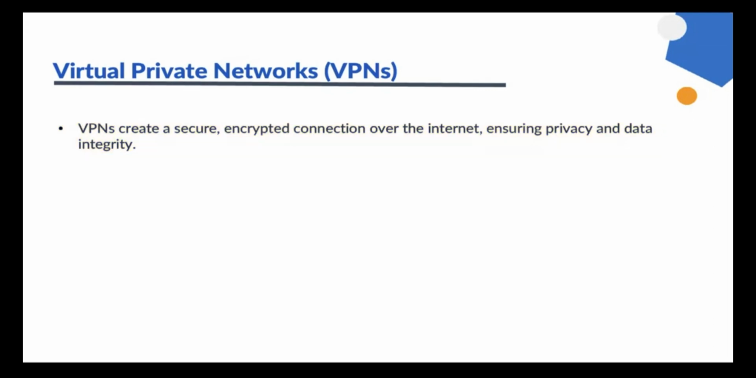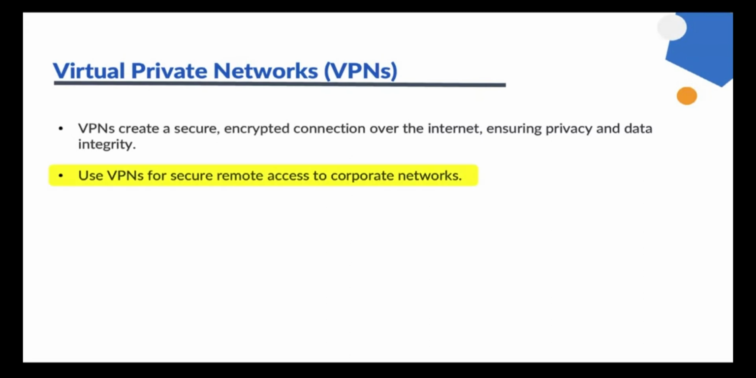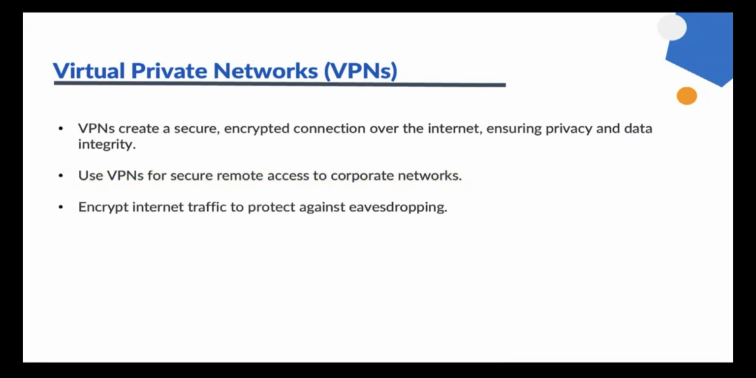privacy and data integrity. Now, when I talk about privacy, it actually encrypts the data exchange between the host and the target intranet, which is kept over a different network, and we try to create a secure channel between them. Now, VPNs are used for secure remote access to corporate networks, as I've discussed, and they encrypt the internet traffic to protect against any kind of eavesdropping.